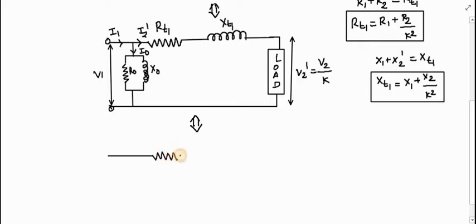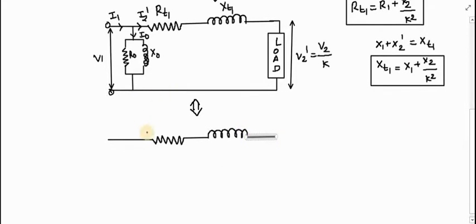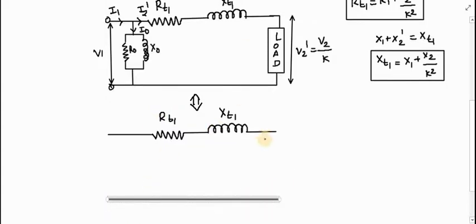So further we will draw this circuit as follows. Now, what is this? This one is your RT1. This is your XT1, right? Then, now let us connect the load across this.